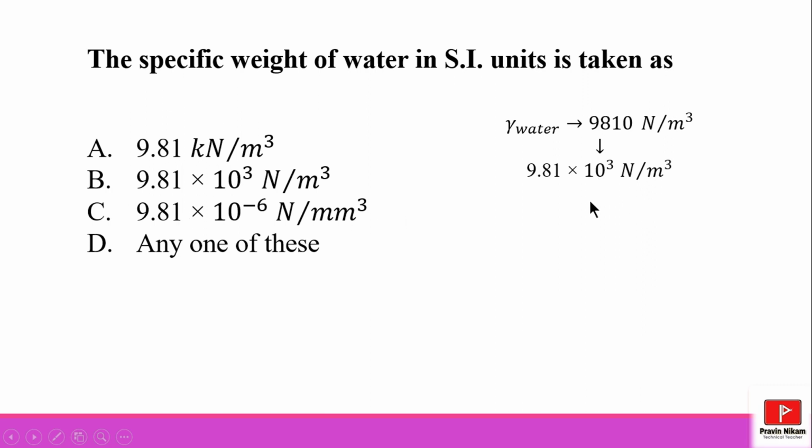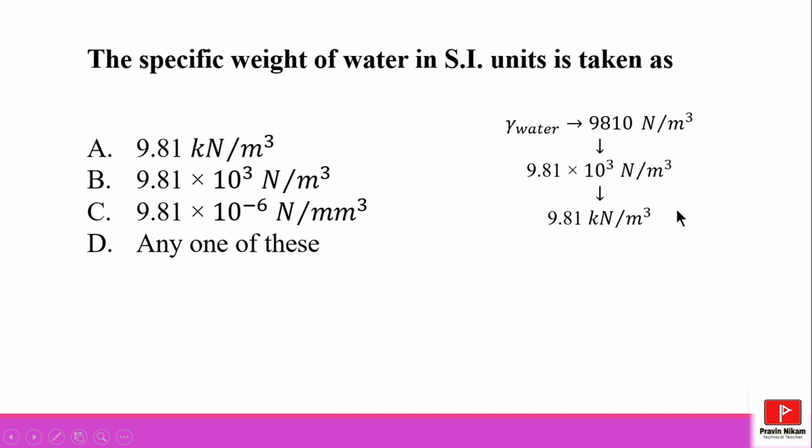Now see, to convert this quantity in kilonewton per meter cube, you should divide this quantity by 1000. So you will get this quantity in kilonewton per meter cube. So divide by 1000, you will get 9.81 kilonewton per meter cube. So option A is also correct. Now let us check for C.